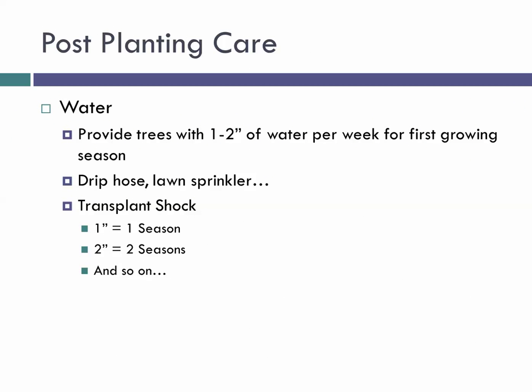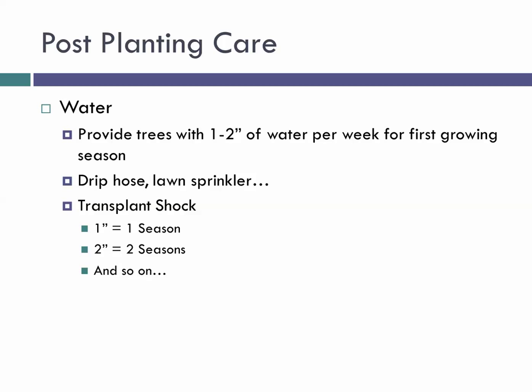So for post-planting care, probably the number one thing you can do is make sure that tree gets enough water. And for most species, we're talking about 1 to 2 inches of water per week for that first growing season. 1 inch of water is enough to percolate down through your soil about 10 to 12 inches, which, where do roots want to grow? In the top foot of soil. And about once per week will meet its requirements.